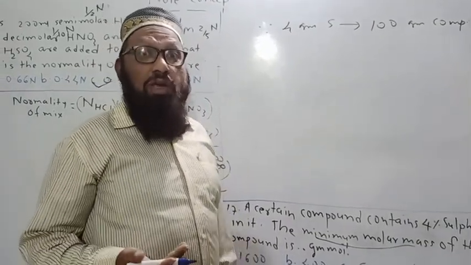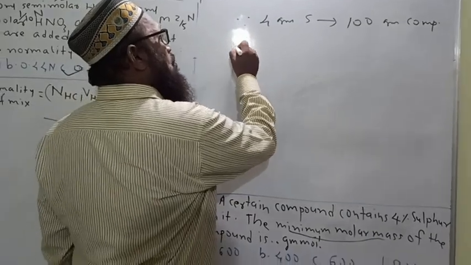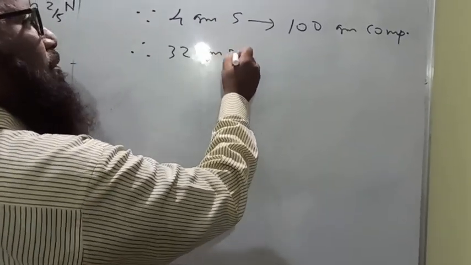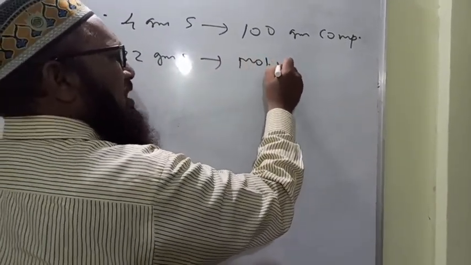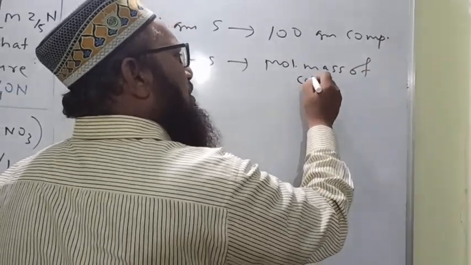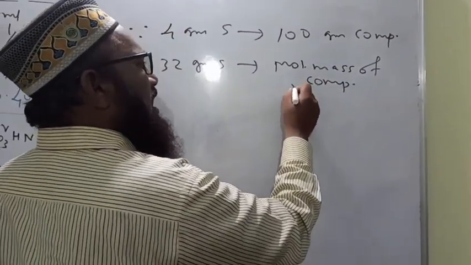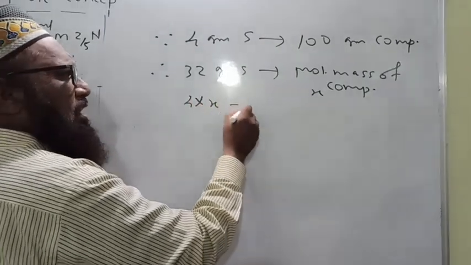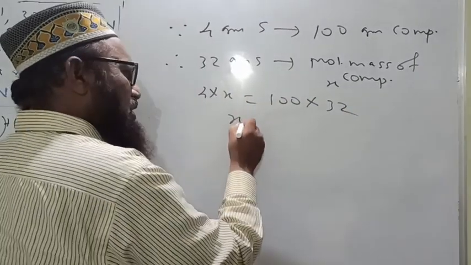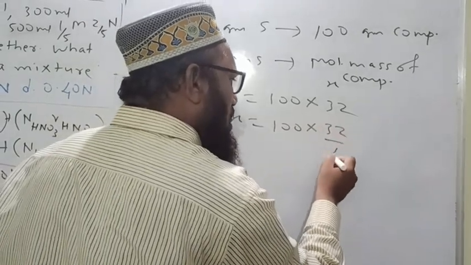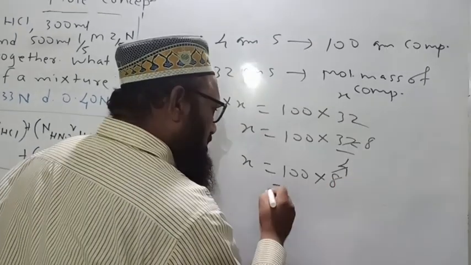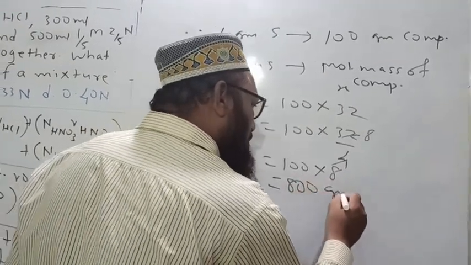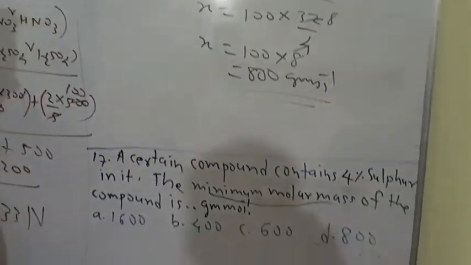And we know that the atomic mass of sulfur is 32. Therefore, 32 gram of sulfur is equal to the standard value. We get here the standard mass, that is nothing but the molar mass of the compound. This is the minimum molar mass of the compound. Let us say it is x. 4 into x, 100 into 32. X is equal to 100 into 32 upon 4. X is equal to 800 gram per mole is the correct option. Here option D is the correct one.